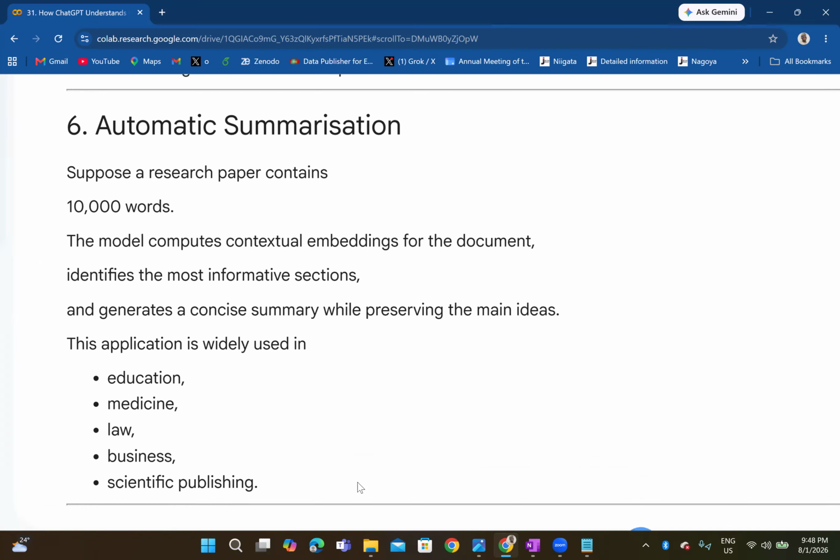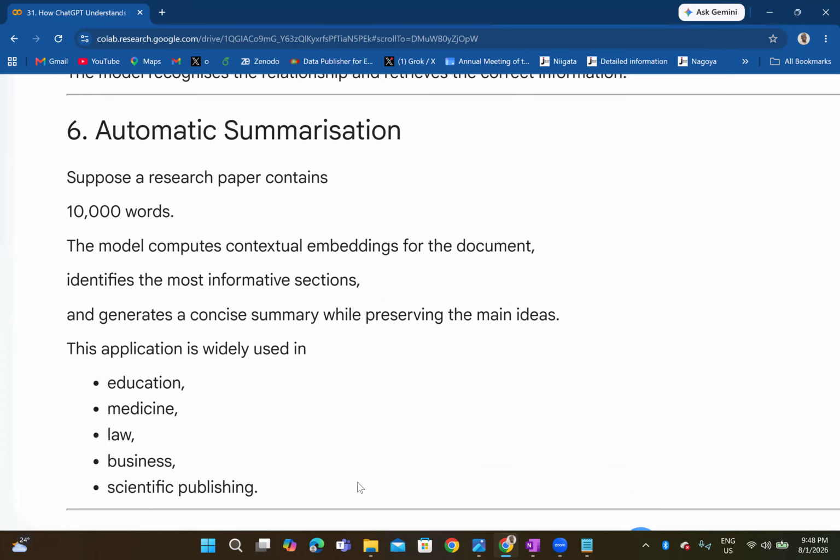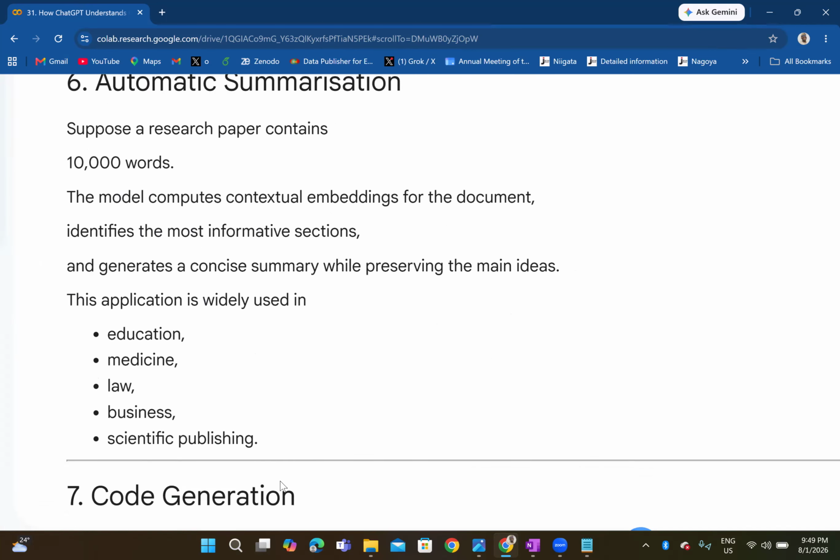Then we have things like automatic summarization. Suppose a research paper contains 10,000 words. The model computes contextual embeddings for the document, identifies the most informative sections, and generates a concise summary while preserving the main ideas. This application is widely used in education, medicine, law, systems, business, and scientific publishing.